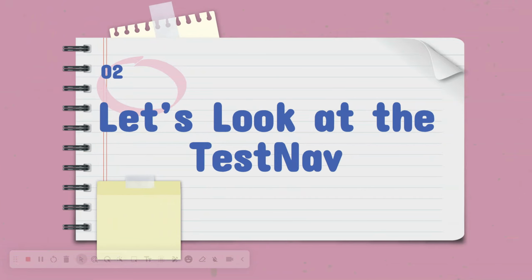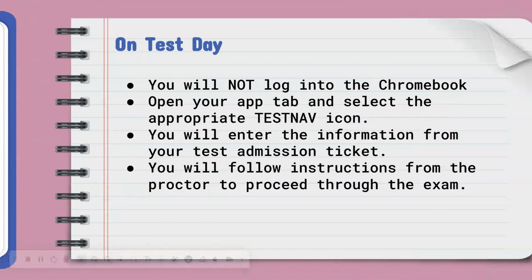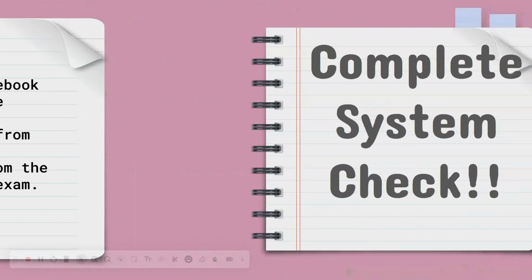So now we're going to take a look at TestNav. You're going to access TestNav from the app screen. That shows you a picture of what the login looks like for that. But right now, just to note, you're not going to log into your Chromebook. You're going to open the Apps tab, select the appropriate TestNav icon. On test day, you'll receive an authorization ticket, which will have a username and an identification number or a password on it for you. And then you'll follow instructions from your proctor to proceed through the exam.